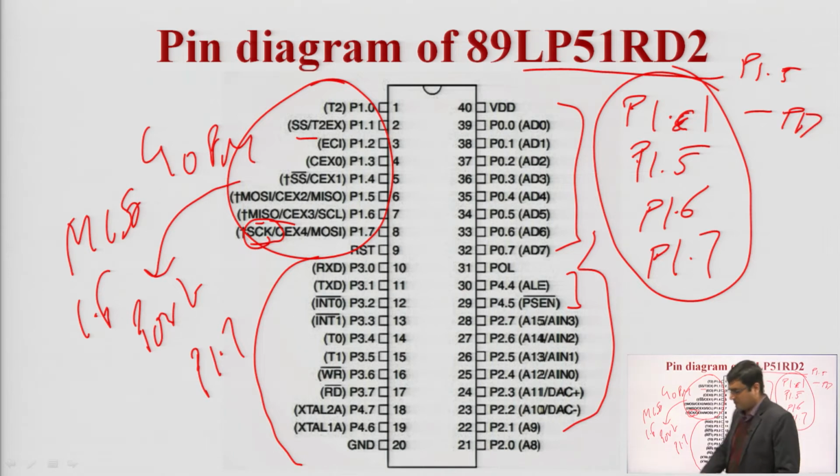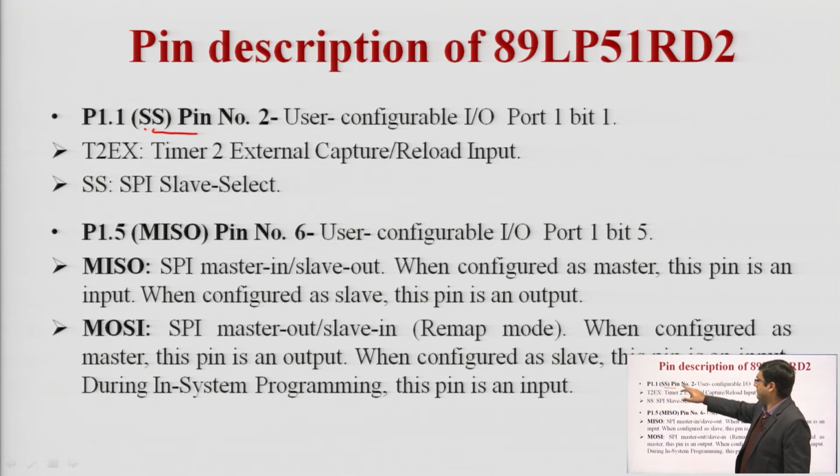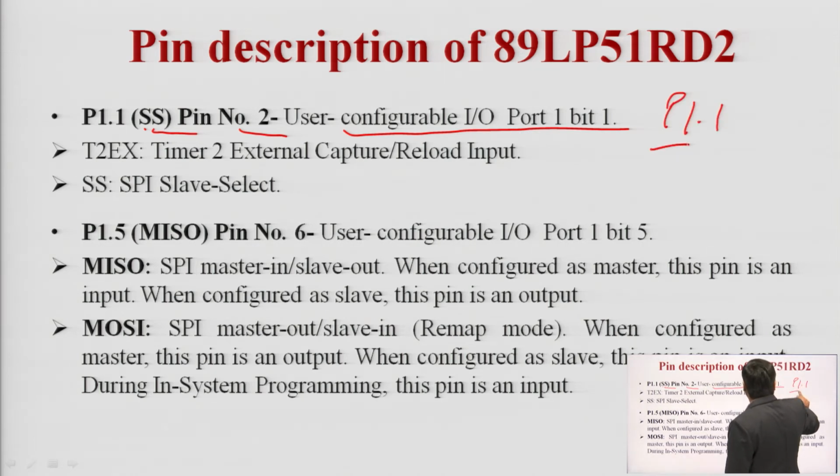Let us discuss one by one. P1.1 is basically a slave select line. It is available in pin number 2. This is a user configurable input output port 1 bit 1. User configurable means that the user can configure it in either ADC or DAC modes. ADC means analog to digital conversion and DAC means digital to analog conversion. So P1.1 means port 1 bit 1.